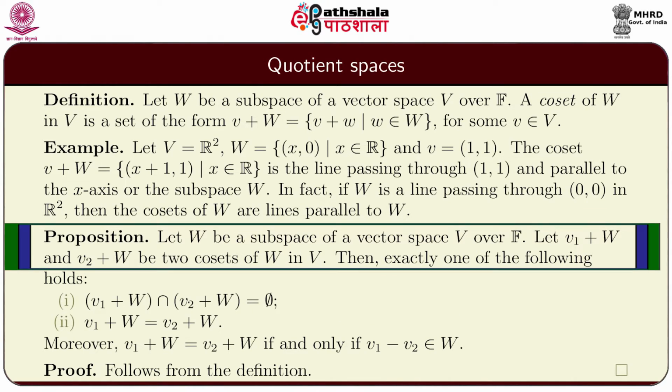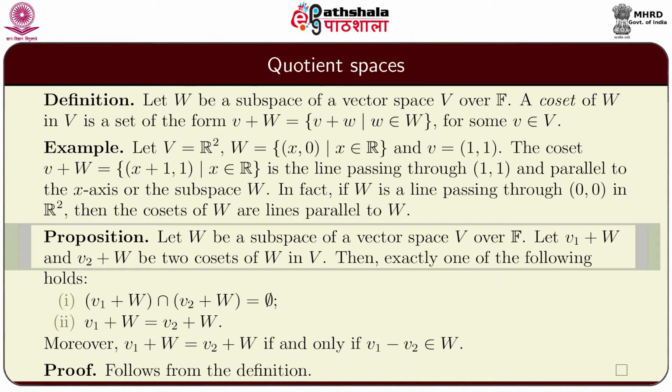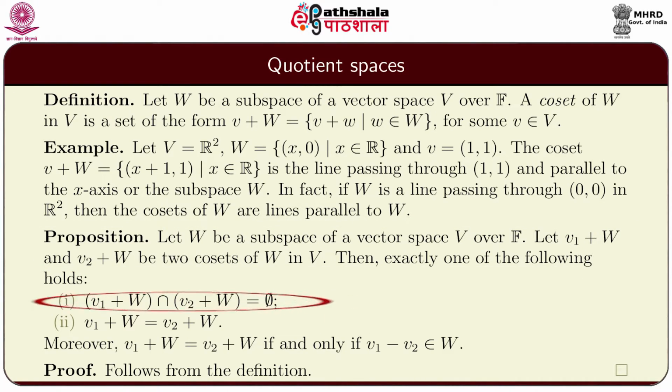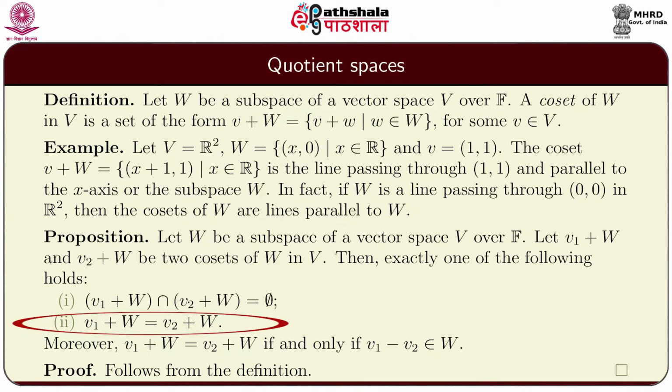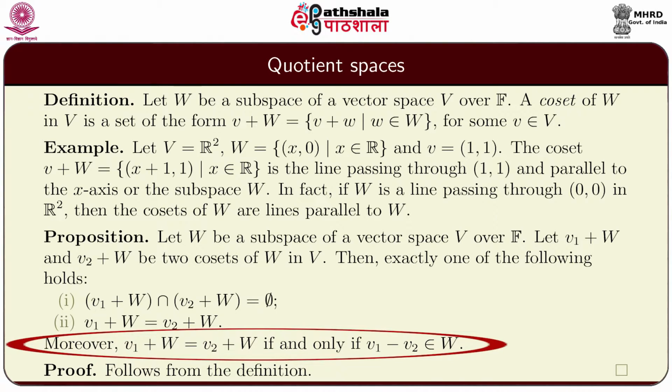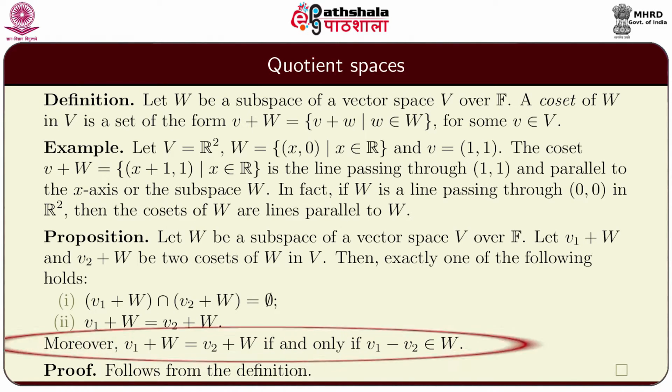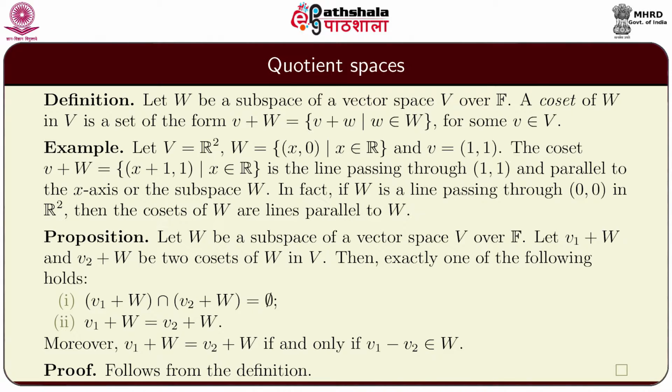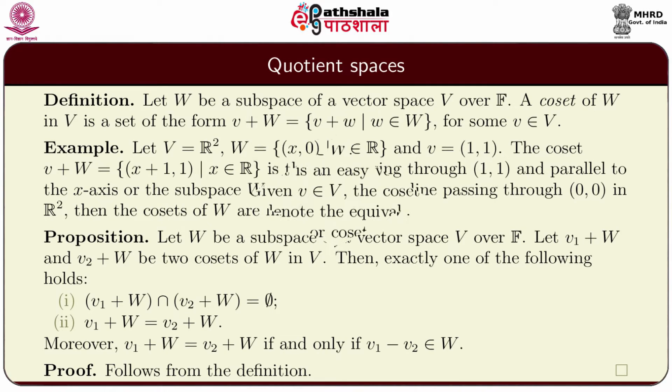Proposition: let W be a subspace of a vector space V over F. Let v1 plus W and v2 plus W be two cosets of W in V, then exactly one of the following holds: v1 plus W intersection v2 plus W is the empty set, or v1 plus W is equal to v2 plus W. Moreover, v1 plus W is equal to v2 plus W if and only if v1 minus v2 belongs to the subspace W. It's a very simple observation. How to go about it is that if we assume that one is not true, that means if they have an element in common, then we start with that element and then we prove 2.